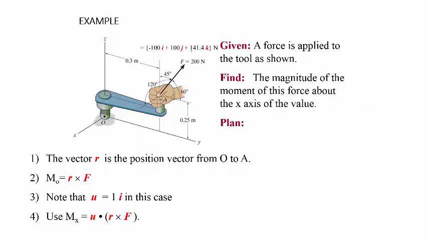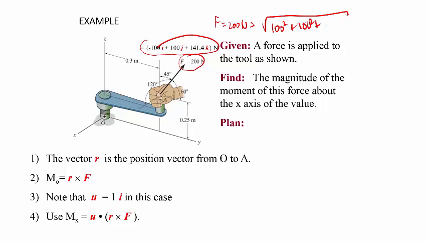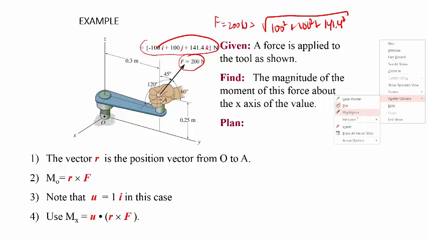What I did here was, this force, I already have it here in vector form. So if I look at this force, it's equal to 200 newtons, which has to be equal to the square root of 100 squared plus 100 squared plus 141.4 squared. Okay, so it's related, right? And you should remember that.